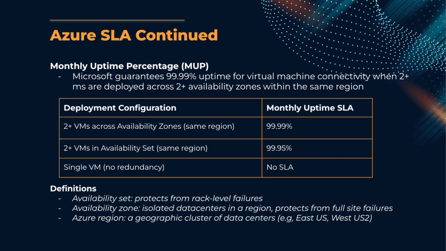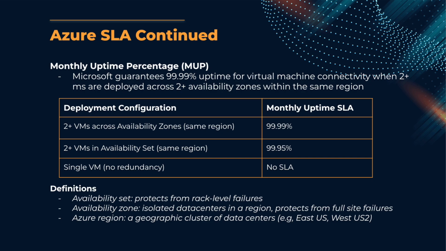This is similar to GCP's premium tier SLA, but unlike GCP, Azure provides no SLA at all for a single VM without redundancy. If you use an availability set, which still offers some fault tolerance, you get a slightly lower 99.95% SLA. The table shows you how your deployment architecture directly affects your uptime guarantees.